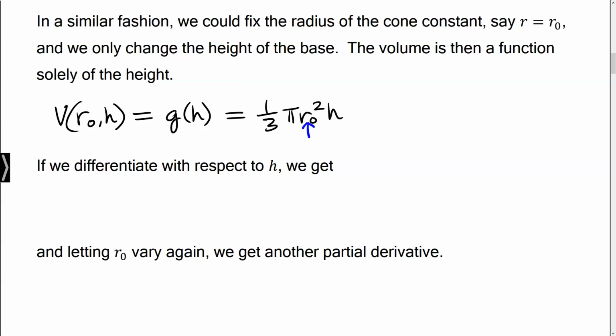In particular, remember that this r naught is now a constant for the moment. We're going to differentiate this with respect to h. That would give us dg/dh. And since this is all just a number times h, this is like saying what's the derivative of 5h, so it's just the constant. So it's just 1/3 pi r naught squared.